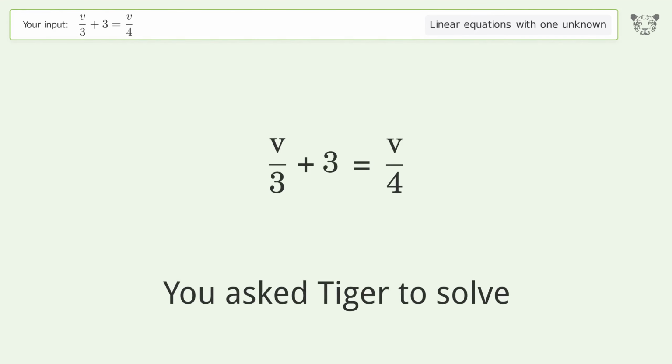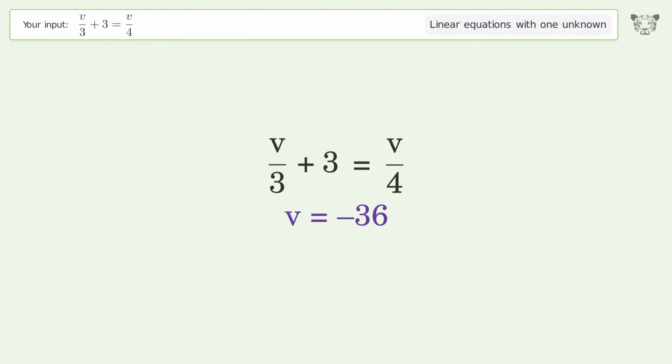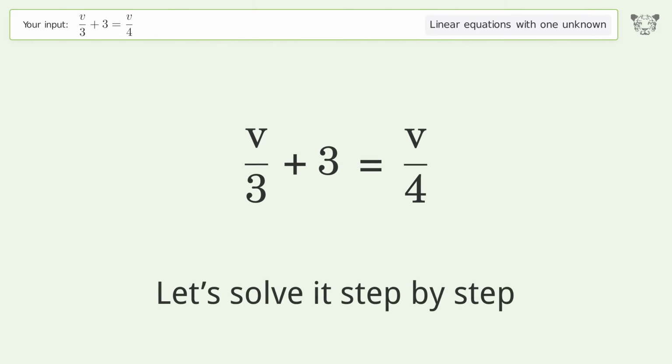You ask Tiger to solve this. This deals with linear equations with one unknown. The final result is v equals -36. Let's solve it step by step.